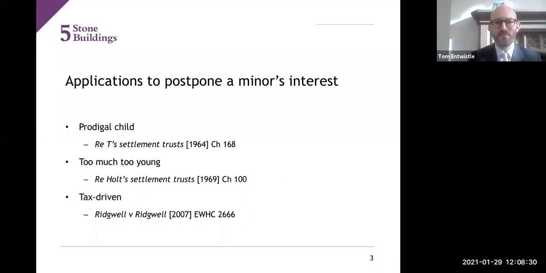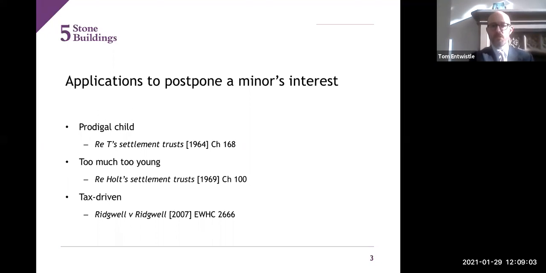Thank you. This is quite a common type of application under the VTA. Broadly speaking, there are three types of application to postpone, though these categories quite often overlap in practice. The first type is the case of the prodigal child. The second I'm going to call too much, too young. And the third type is the sort of case where it's simply hoped to mitigate tax.